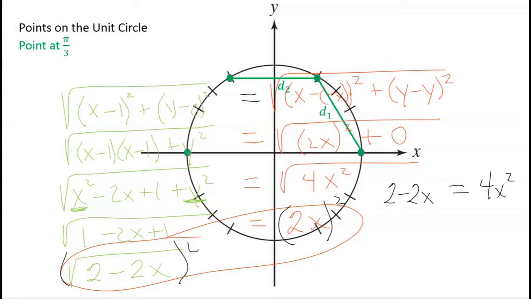This is a quadratic equation. I need to solve it. To solve a quadratic equation, you get it equal to 0. So I'm going to move the minus 2x and the plus 2 to the other side. That gives me 0 equals 4x squared plus 2x minus 2.